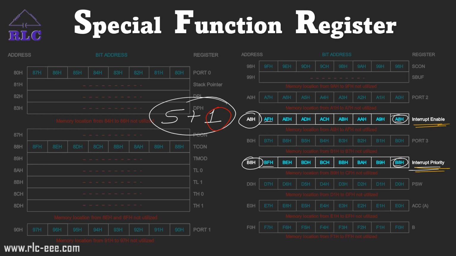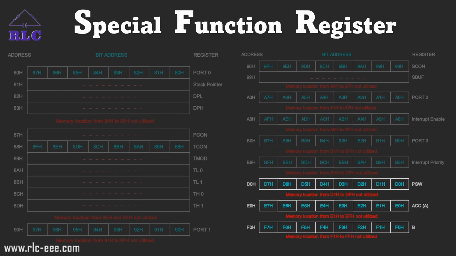Next, we'll see the PSW, accumulator and B registers. We'll go through the detailed working of the PSW register in our next video. The PSW register, known as the program status word, is at location D0H, and it is also bit addressable, from D0H to D7H.